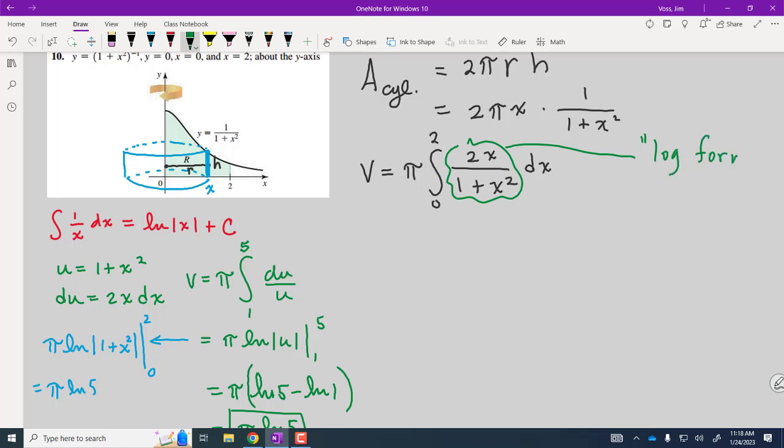Log form simply means the derivative of the bottom is the top. That's what it means. If your integrand is in log form, the derivative of the denominator is in the numerator, and you can cut to the chase. You can leave out 1, 2, 3, 4, 5, 6 steps. You don't need them. This is going to be pi natural log of the absolute value of the denominator. Period. If it's in log form, that's all you do. Log form just gives you a very fast way to get to your answer. And this is pi natural log of 5.